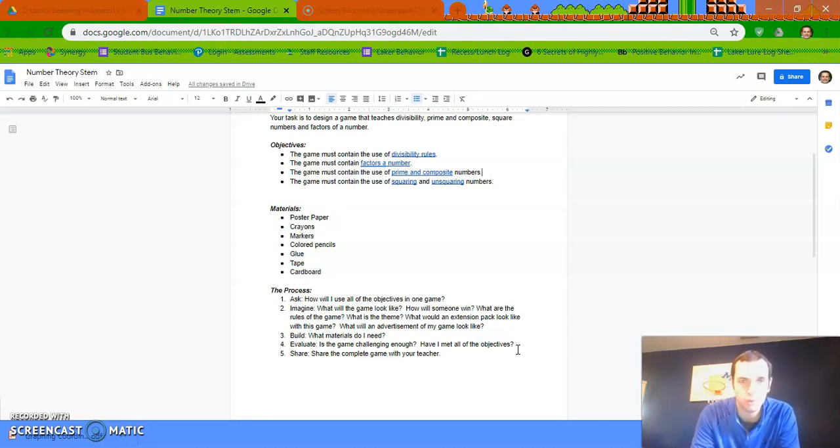Build: what materials do I need? Evaluate: is this game challenging enough? Have I met all the objectives? And then you're going to share this completed game with your teacher. You can share it with me. You can take a picture of it and then email it to me. I would love to see what you create.